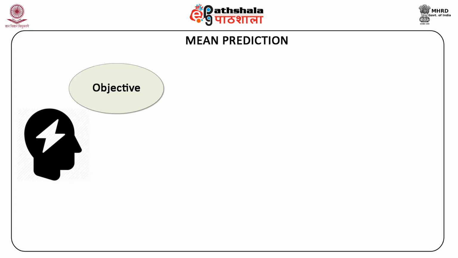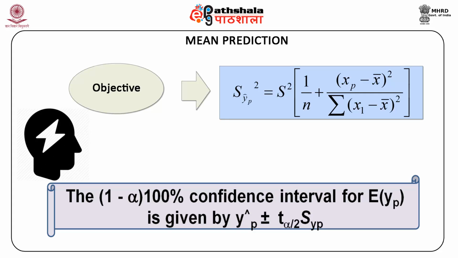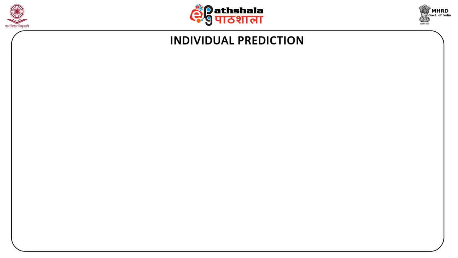For the purpose, we have to estimate the variance of yp hat. It is computed as s squared of yp hat equal to s squared times the bracket 1 divided by n plus (xp minus x bar) the whole squared divided by the sum of (xi minus x bar) the whole squared. The 1 minus alpha times 100% confidence interval for E(Yp) is given by yp hat plus or minus t alpha by 2 times s of yp hat.